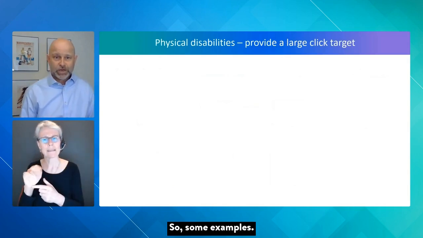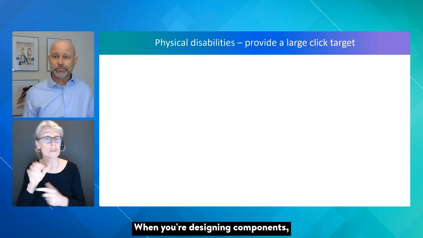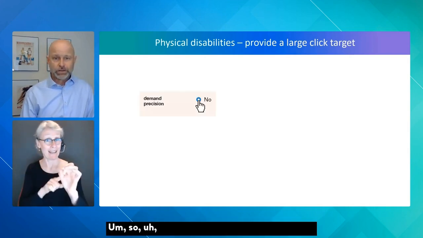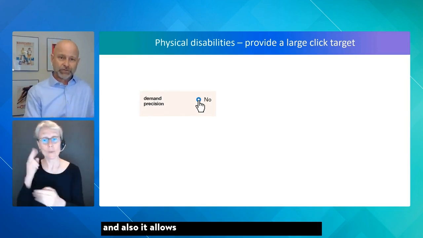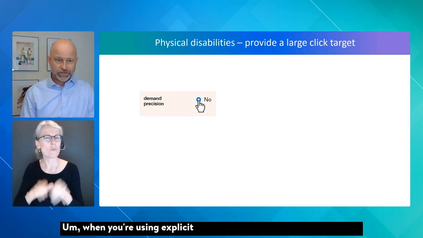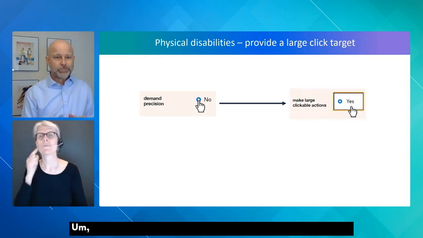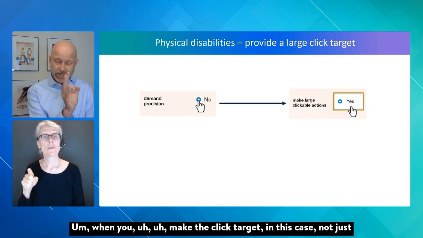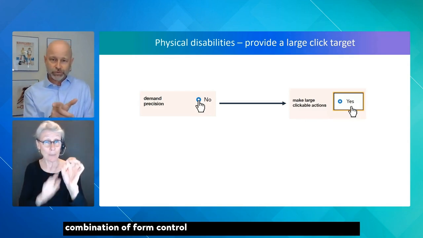So some examples. Again, this is for you software engineers out there. When you're designing your components, make sure that the click target is large. It makes it easier for mouse users, and also it allows it to show larger keyboard focus. When you're using explicit labels, make the click target not just that tiny little radio button, but the whole form control, with a combination of form control and the label.